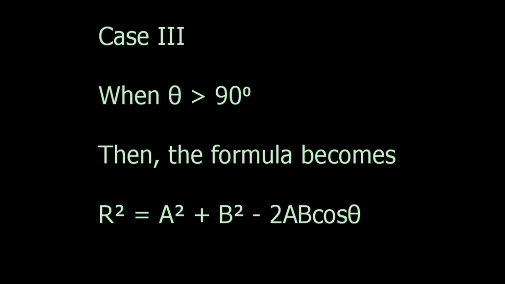The third case is when the angle of inclination theta is greater than 90 degrees. Then the formula becomes R squared equals A squared plus B squared minus 2AB cos theta. Notice that the plus is now minus. This is so because theta is now greater than 90 degrees and we are approaching the second quadrant, or we are already working in the second quadrant, and of course in the second quadrant sin theta is the only one positive while tan and cos are negative.